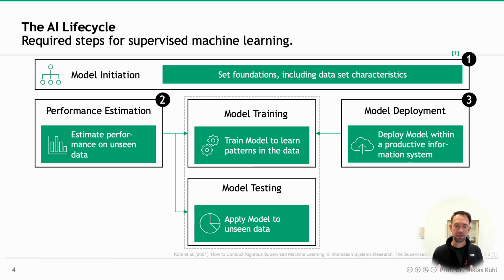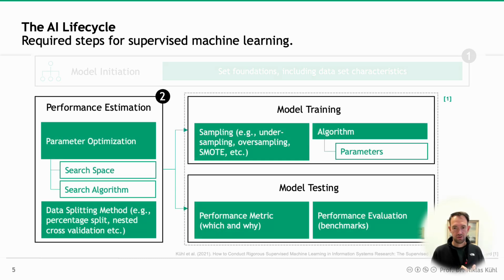time, so the entire model initiation step, understanding the data set, its characteristics, preparing it so it's digestible for the algorithm. So luckily all of that is done, which means that right now we can concentrate today on the performance estimation. And for the performance estimation, there are a bunch of choices that you can do. You can see them over here. So you have to think about things like parameter optimization, about the search space and the search algorithm, and especially also about the data splitting methods.